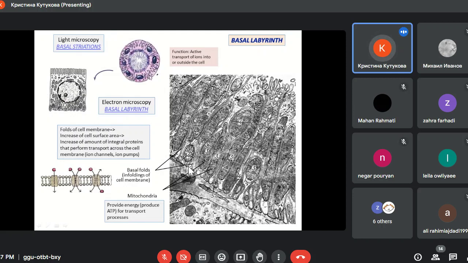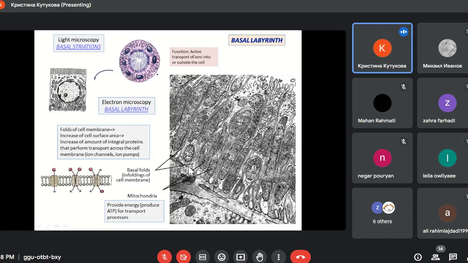In this case, these lines will be located at the basal part of the cell, below its nucleus. So here is actually the light microscopy picture, the section of the duct of the salivary gland. It's a tube consisting of cells, and here is one of such cells, and you can see here that its basal portion is turned into basal labyrinth with folds of membrane and a lot of mitochondria.